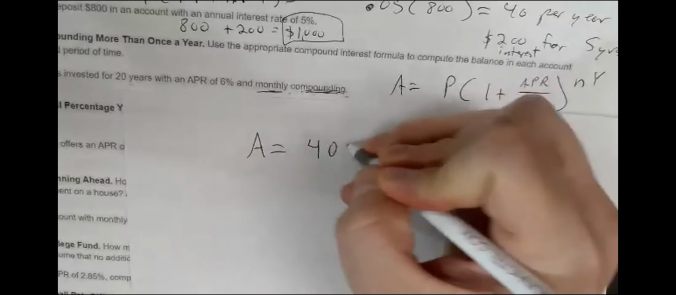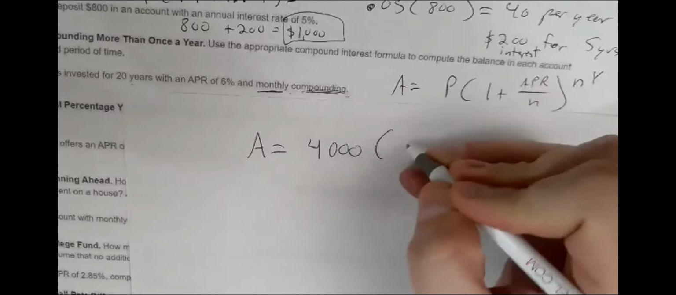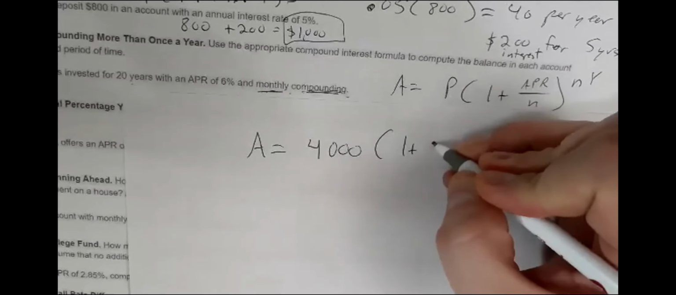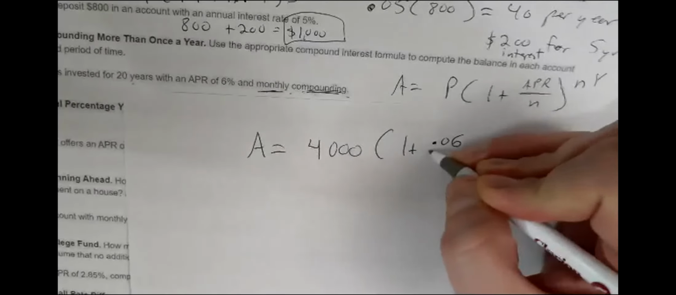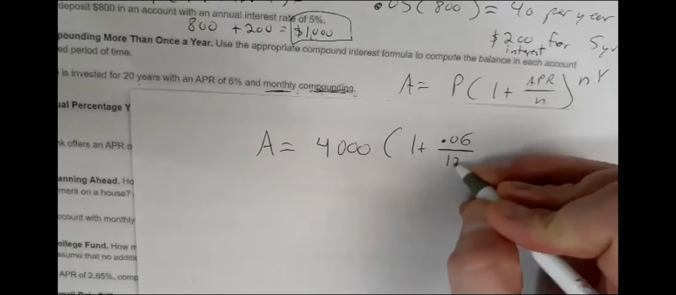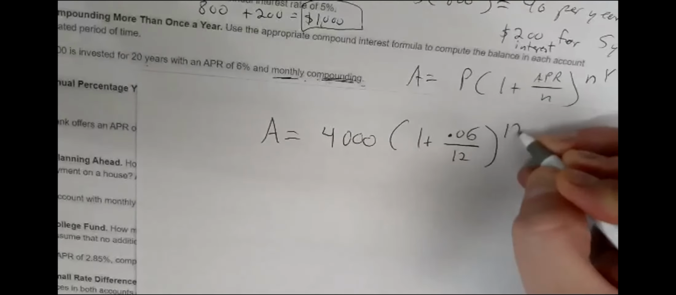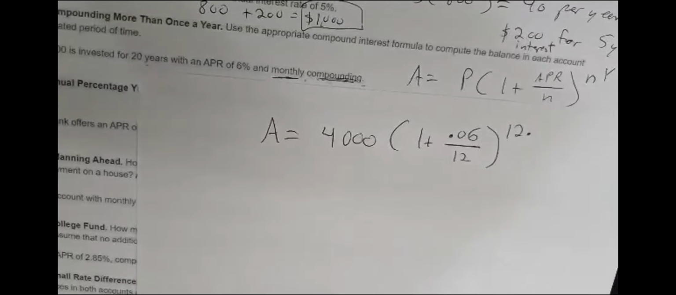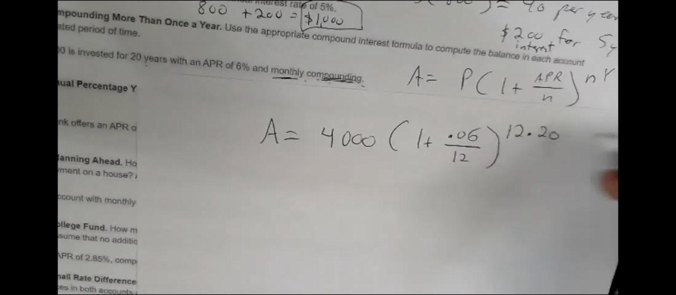The next thing is my principal, which is the amount I'm starting out with, which is the $4,000. This is 1 plus my APR. I have to convert that to a percentage, so that is 0.06. I have to divide this by n, which is 12. Then 12 times, what number am I doing now? 20 years. Okay, 20 years right there.